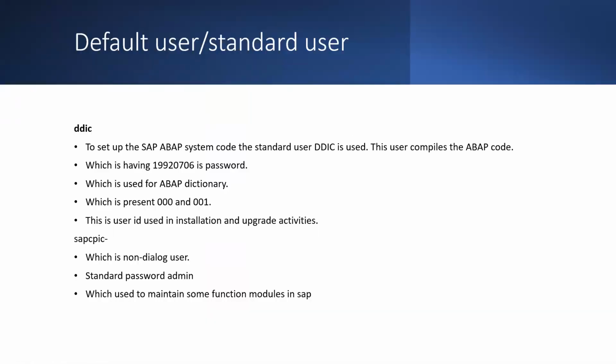The next user ID is DDIC. DDIC is another standard user or default user, with the standard password 19920706. This is used to set up the SAP ABAP system code, and it is also used for the ABAP dictionary. It is present in clients 000 and 001. If you copy data from 000 or 001 to a new client, then the DDIC user is also copied to the new client.